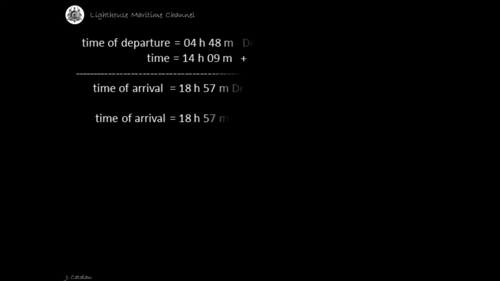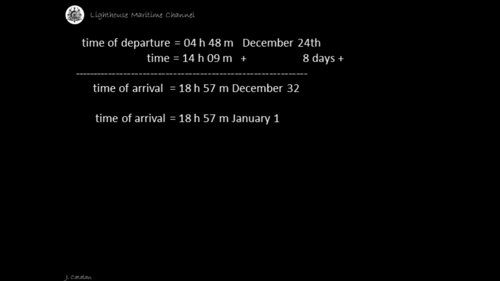Time of departure is equal to 4 hours 48 minutes, dated December 24th. Added by time, which is equal to 14 hours 9 minutes, plus 8 days. The result is the time of arrival, which is equal to 18 hours and 57 minutes, dated December 32. December is up to 31 days only, so the month will become January 1st. Time of arrival is equal to 18 hours and 57 minutes, dated January 1st.